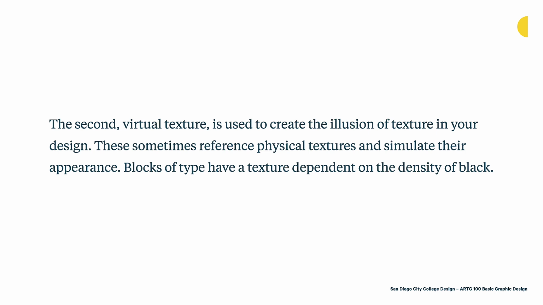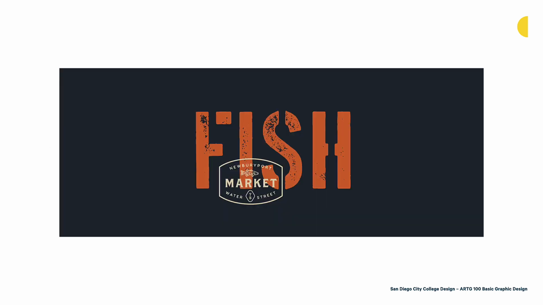Also, blocks of type have a texture depending on the density of black. So when you use type, type also has what we might call a texture, or sometimes we call it a color. So depending how bold the type is, how tightly it's set, it might feel like it has a denser texture than if you actually set it in a lighter font and maybe spaced it out more, it would have a little bit of a lighter texture. So that's sometimes another way that we use the word texture when referring to typography. So here's a logo.